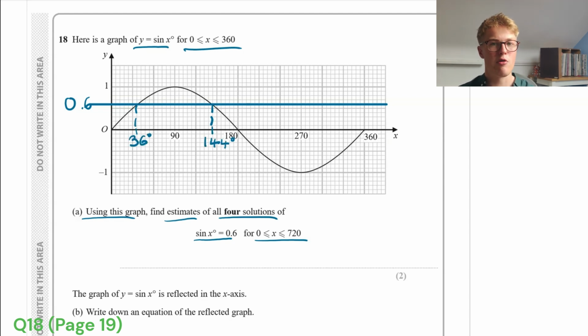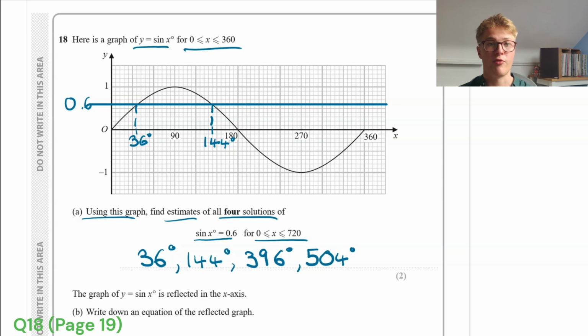Now, because we're between 0 and 720, we need to add 360 to both values, and we get 396 and 504. If you're not sure, you can double check this with your calculator and swap x for 396 or 504.